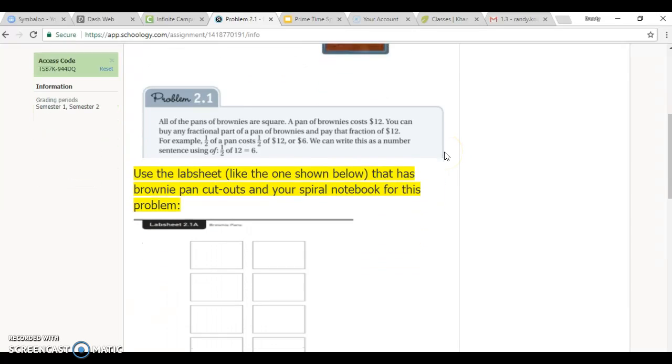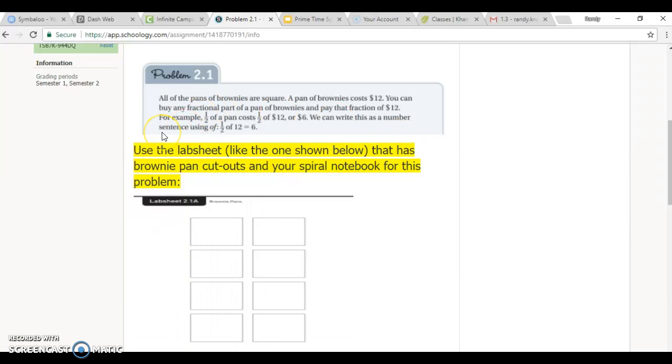So in problem 2.1, and I'm reading this straight from your Schoology problem that I've posted, it says, all of the pans of brownies are square. A pan of brownies costs $12. You can buy any fractional part of a pan of brownies and pay that fraction of $12. For example, 1/2 of a pan costs 1/2 of 12, or $6. We can write this as a number sentence using of. 1/2 of 12 equals 6.